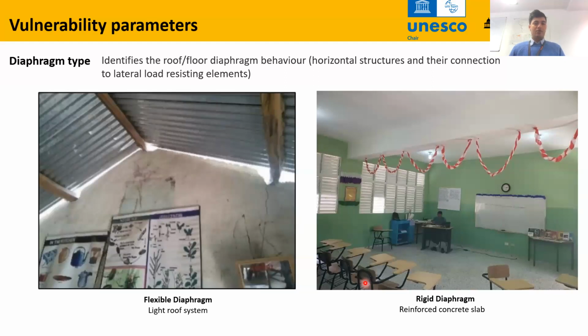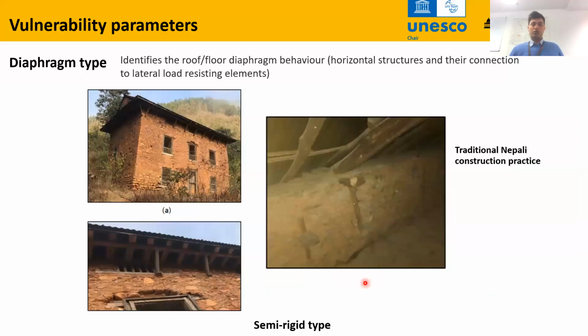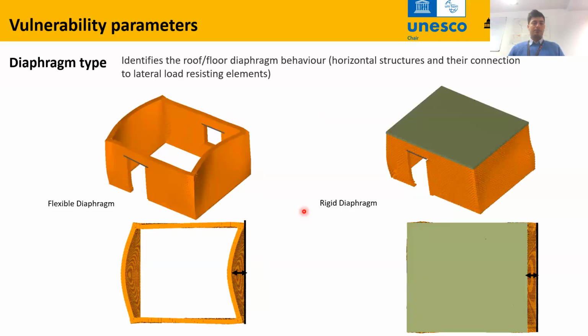The fourth parameter is the diaphragm type. We mainly categorize into flexible diaphragm and rigid diaphragm, but there are also semi-rigid type of floor structures. For example, this is a masonry building from Nepal. As you can see here, the roof structure is well built of timber. The roof elements are tied to the masonry walls with the help of such anchoring or keys, so that they provide not complete box-like rigid diaphragm action, but they provide at least some level of diaphragm action.